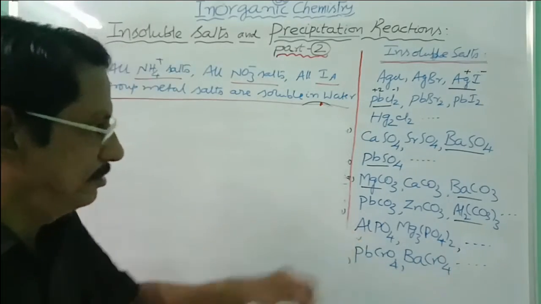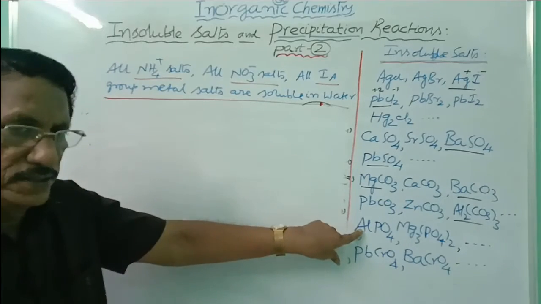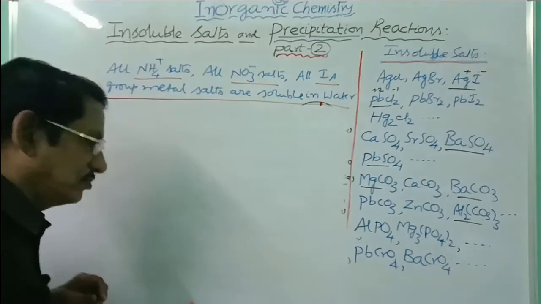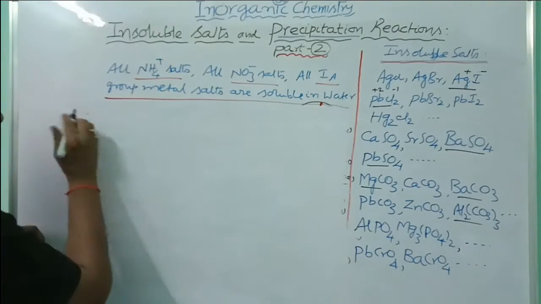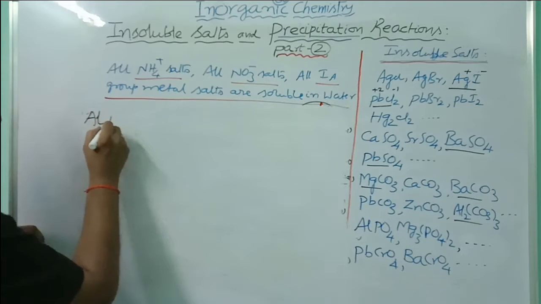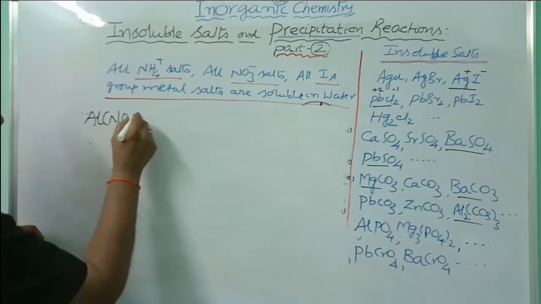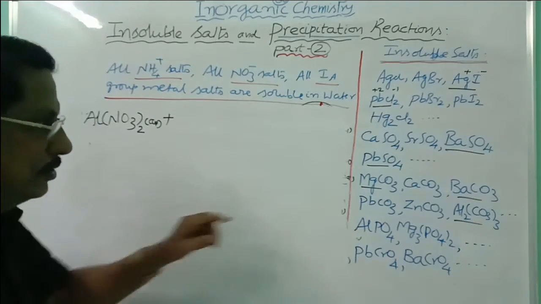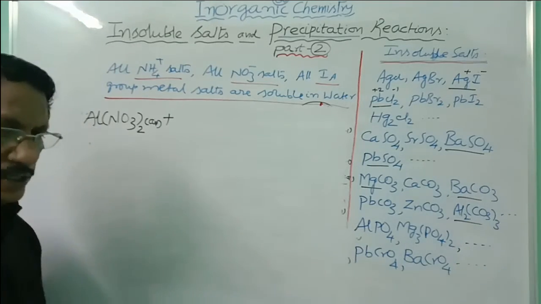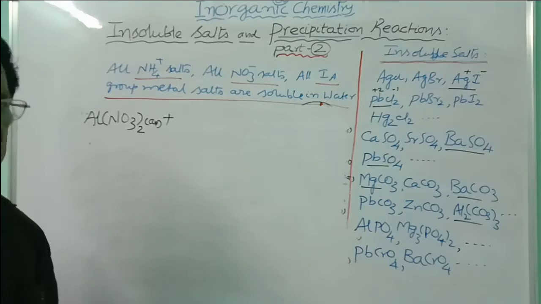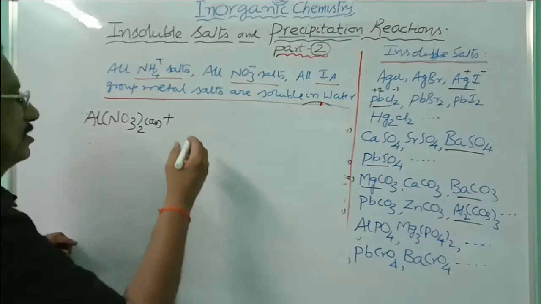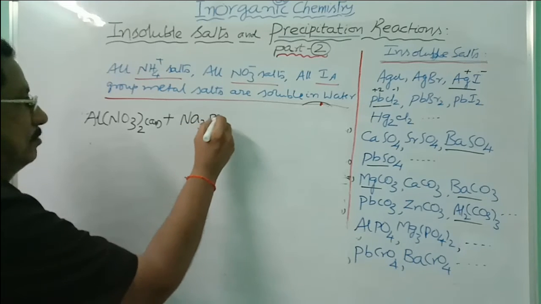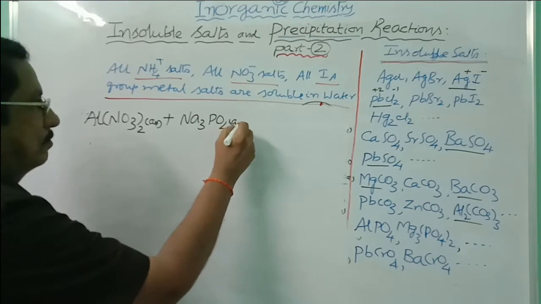Let us take aluminum phosphate. First of all, you have to take the aluminum salt, which is soluble in water. Generally, all the nitrates are soluble, all the acetates are soluble. So, I am taking here aluminum nitrate, aqua, plus you have to take phosphate. All the first A group metal salts are soluble in water. So I am taking sodium phosphate. Sodium phosphate formula Na plus, PO4 3 minus, Na3PO4 aqua.